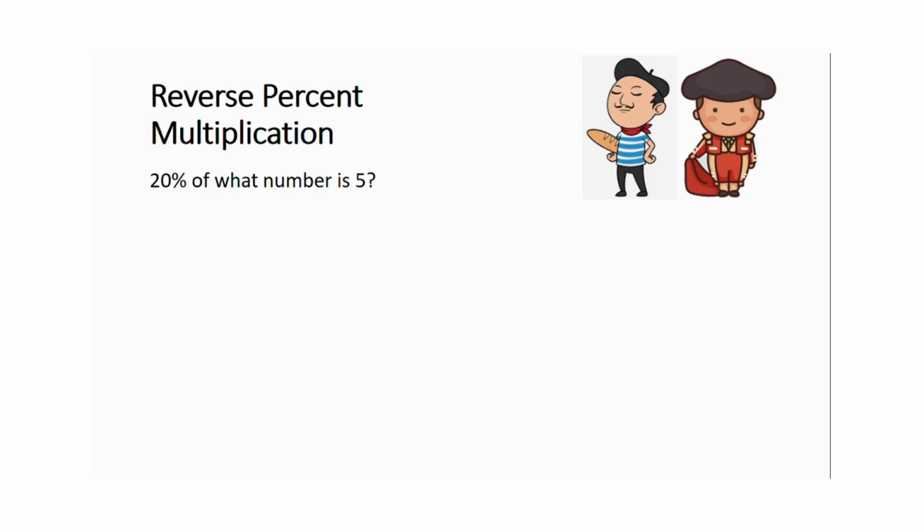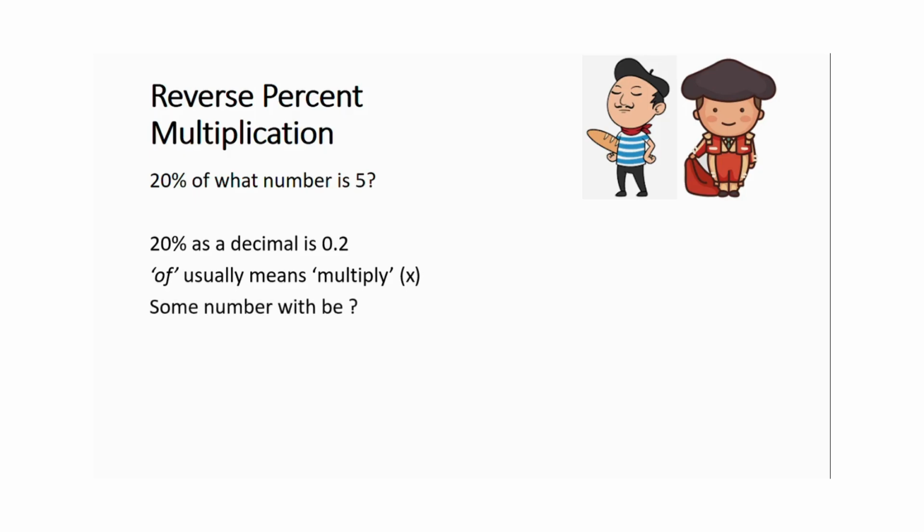And finally, just doing multiplication, 5 is 20% of what number? Well, let's switch that around and say 20% of what number is 5. 20% as a decimal is 0.2. Of usually means multiply. Some number is going to be a question mark. And is 5 just means equals 5. So 20%, we write it like that. Of, we write it like that. Some number is going to be a question mark, and is equal to 5.